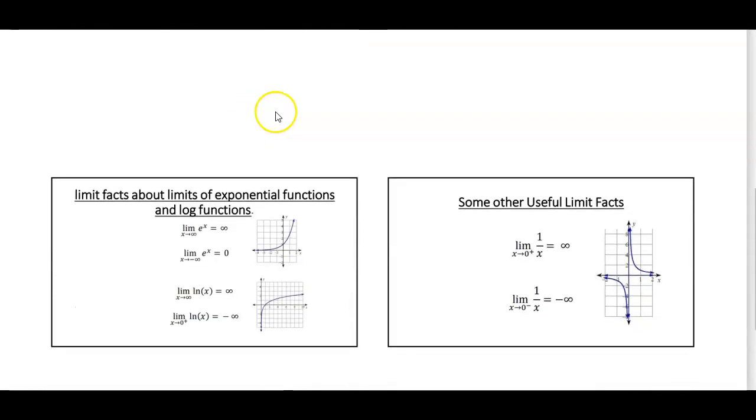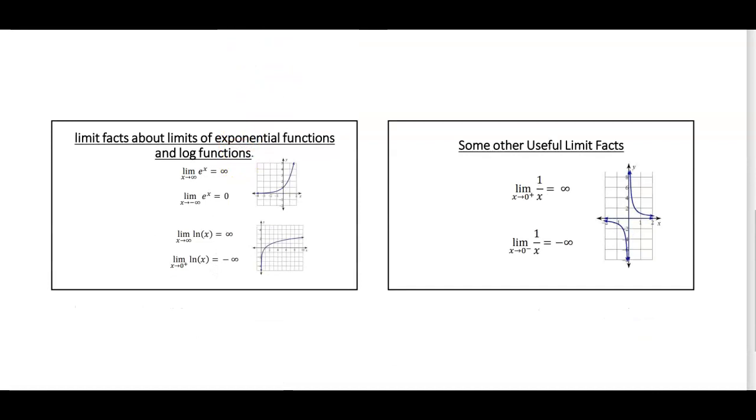Finally, on this reference sheet down here, we have some limit facts about ln and e. It's kind of helpful to keep in mind the shapes of these functions. This is the graph of e. As you can see, the limit at infinity, which means the right side of my graph is going in an upward direction, and so that limit is infinity. But the limit at negative infinity, meaning the left side of my graph, is getting flat against this asymptote, so that equals 0.